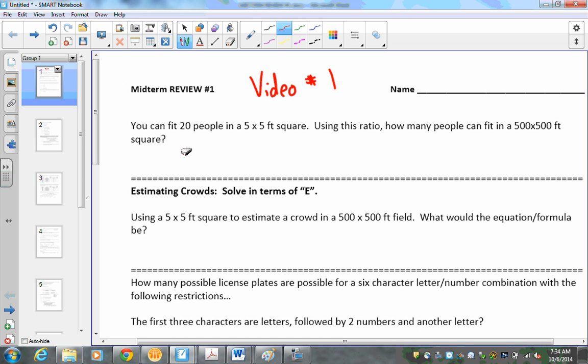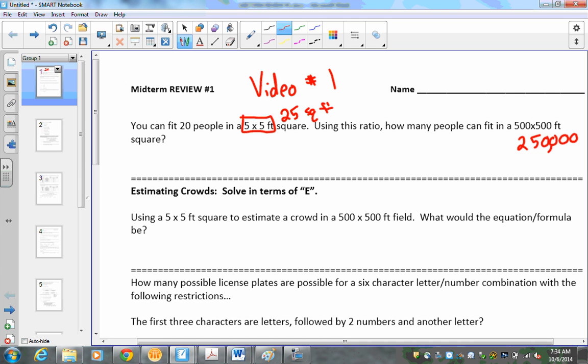All right. You can fit 20 people in a 5 by 5 square. Doing this ratio, how many people can fit in a 500 by 500 foot square? All right, so the first thing we got to do is find the area. So we got to find the area of a 5 by 5, and that is 25 square feet. All right, and the 500 by 500 should be 25 with 4 zeros. All right, so I believe that is correct.